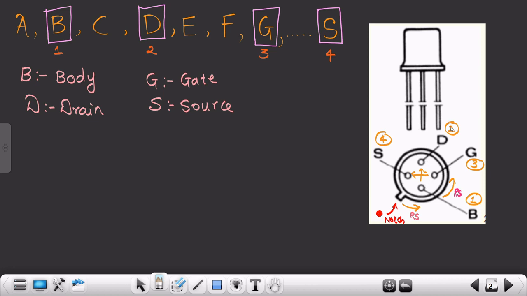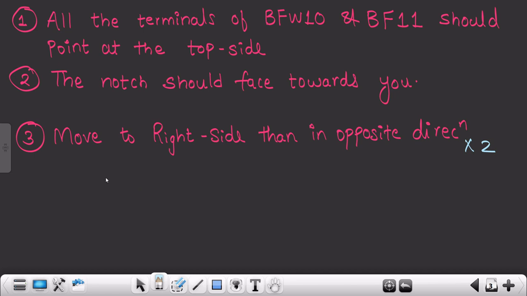I will get the second terminal, that is drain. Great. Then I will again come back to body. Okay, and then I will move to the right side of the body. I will get the third terminal, that is gate, and then I will again move in the opposite direction of gate. I will get the fourth terminal, that is source, and that's why I had written move to the right side, then in opposite direction. So you have to follow these steps 2 times.